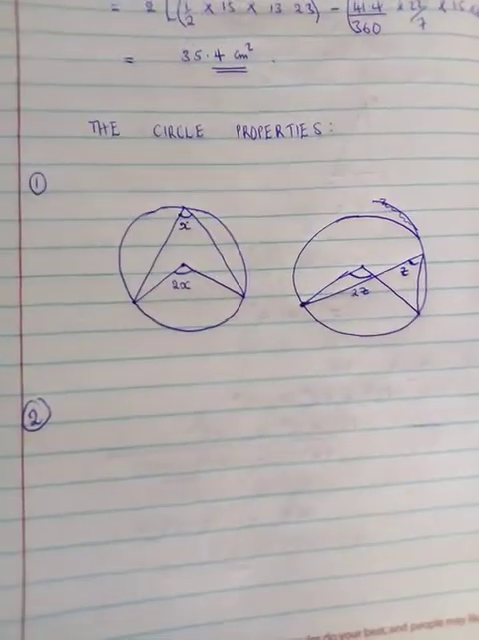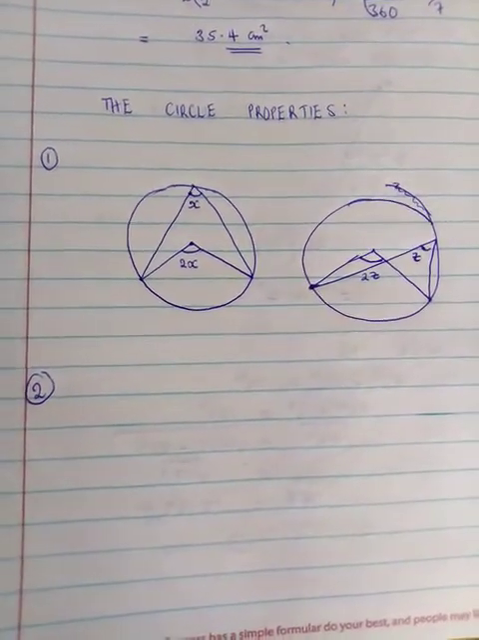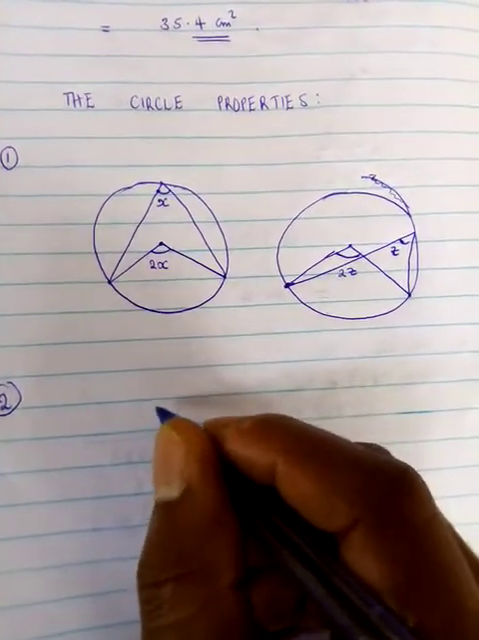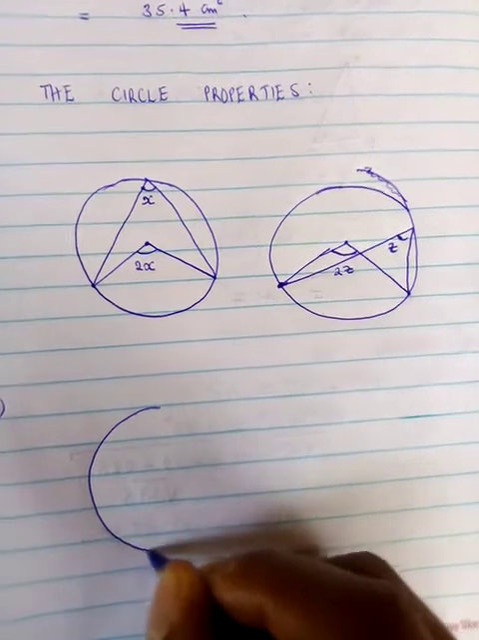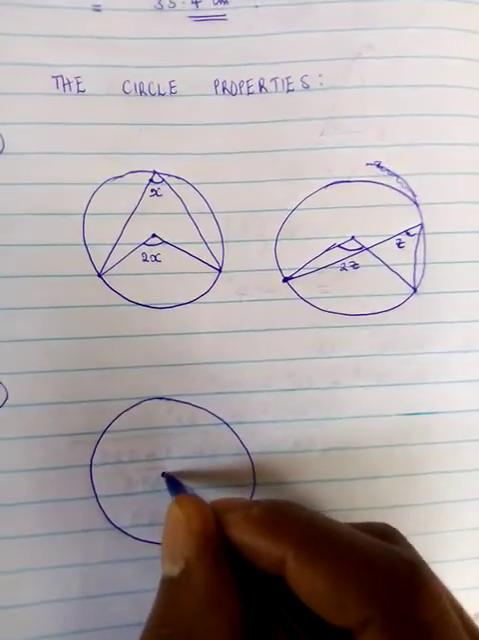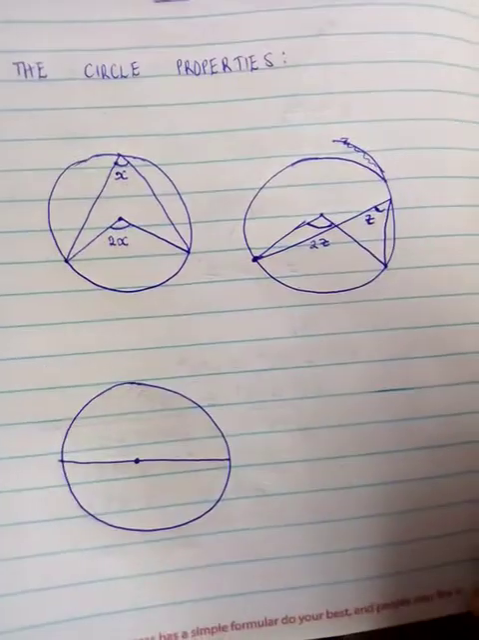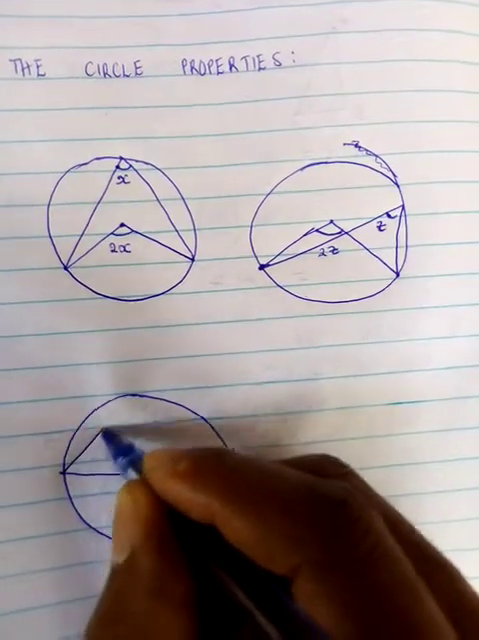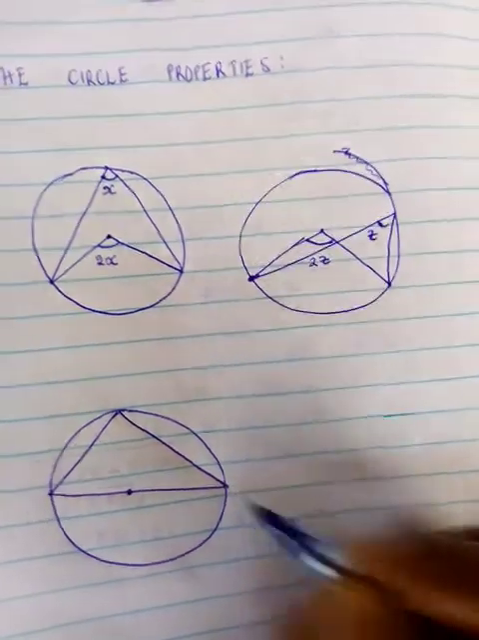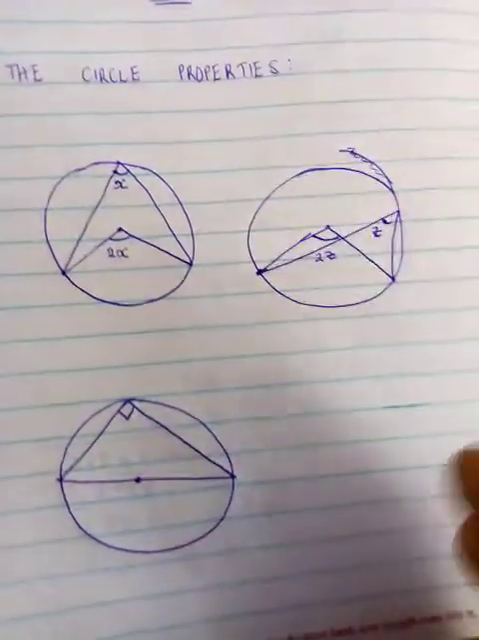Our second circle property relates to the diameter. What about the angle subtended by the diameter? The angle subtended by the diameter of a circle on the circumference is always 90 degrees. If this is my circle, that is my center, this is the diameter. The angle subtended by the diameter on the circumference is always 90 degrees, no matter how it looks.